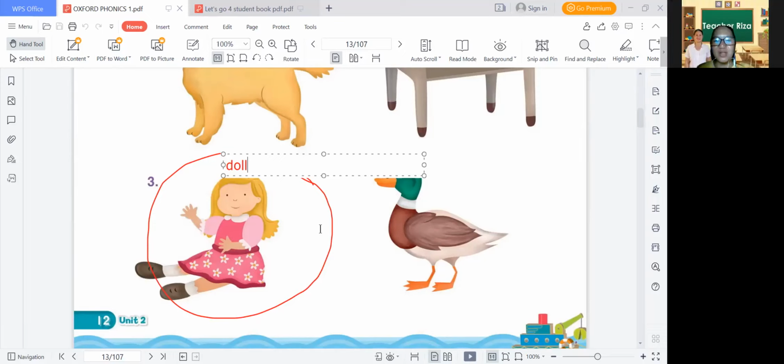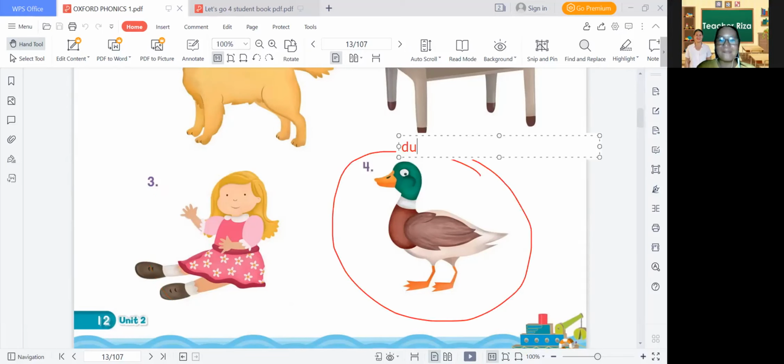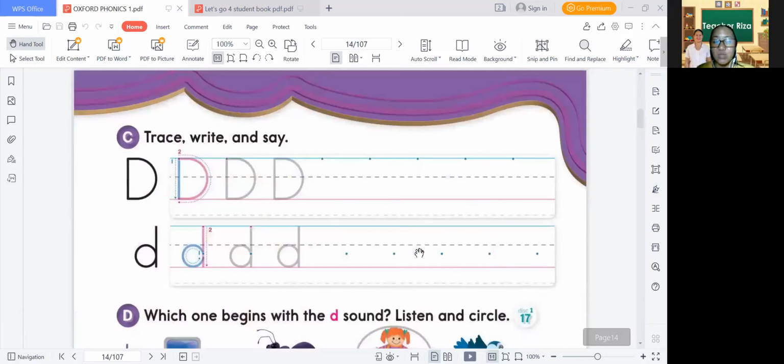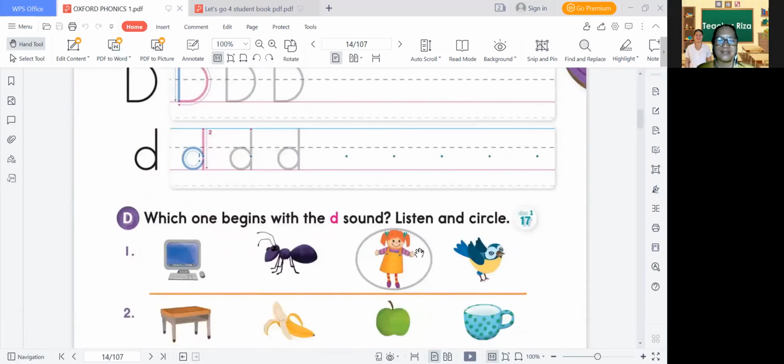How about the fourth picture? What is this? It's a duck. What is this again? Duck. Can you repeat? Duck. Okay, good job. So those are the examples of pictures that start with the letter D.